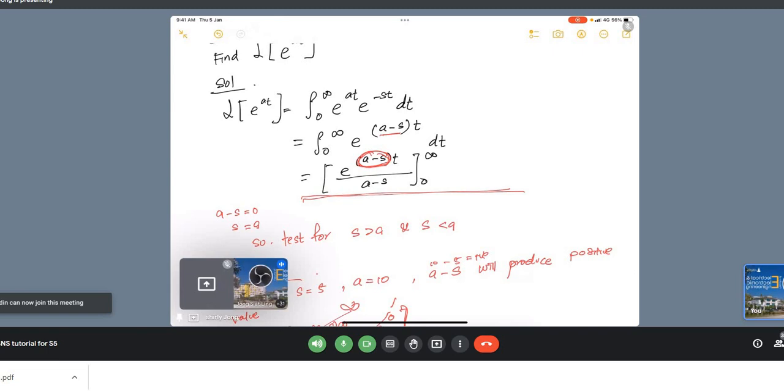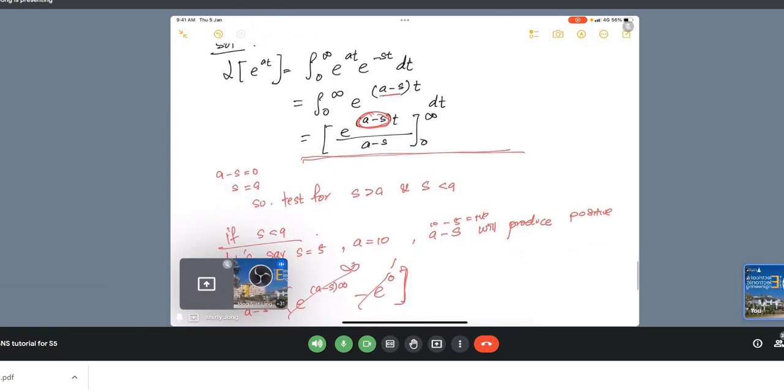Okay, a minus s. So you need to test for a minus s. I put here a minus s equal to 0. So I move the a to the right hand side, so s equal to a. Okay, s equal to a. So I can test s more than a or s less than a.